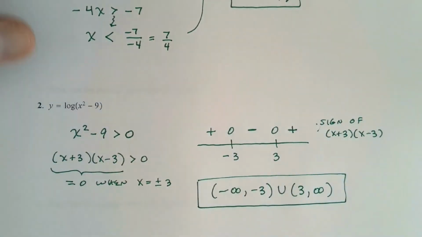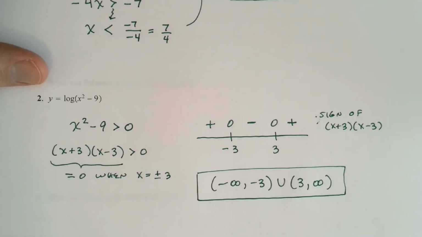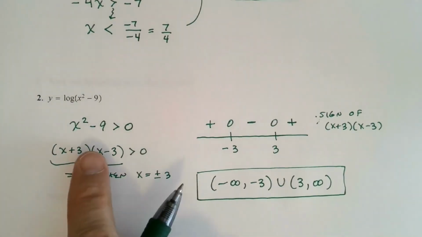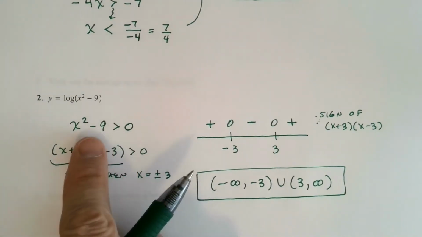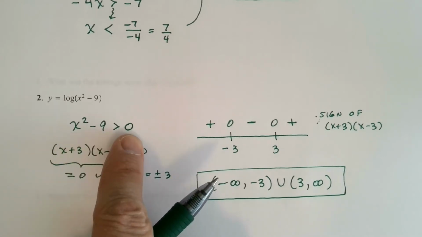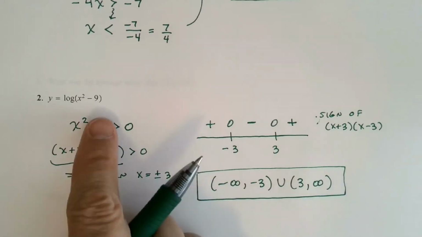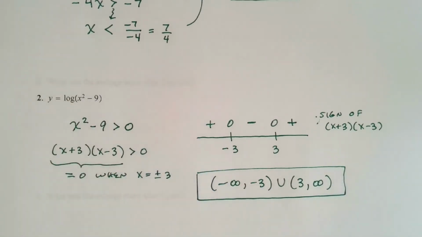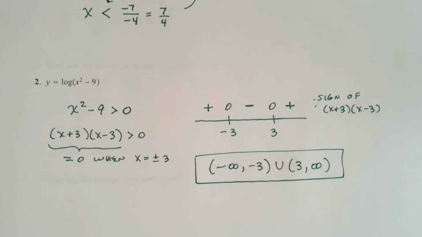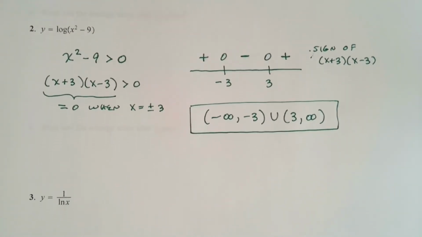Okay. So don't forget, we can't just say x squared minus 9 is greater than 0, so x squared is greater than 9, and then say, well, therefore x is greater than 3. That's only half the picture, right? So x can actually be anything less than negative 3 as well. That will make x squared minus 9 positive, making that in the domain of the function.